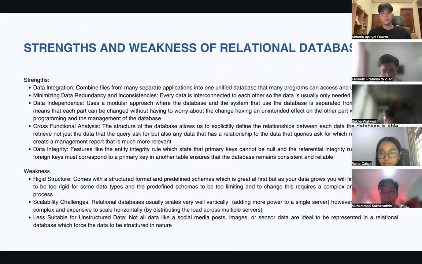Next, we get to the strengths and weaknesses of the relational database. The first strength is data integration, because they have one unified database. They minimize data redundancy and inconsistency because you only need to store data once. They are data independent because they have a modular approach, so the system and the database are separate. They have cross-functional analysis, so they can retrieve much more relevant information compared to non-relational databases. And lastly is data integrity, because they have features that ensure the database remains consistent and reliable. But their weakness is that their structure is rigid because they have a structured format, and they have challenges in scaling horizontally because it is expensive to scale them across many servers, and they are not suitable for unstructured data.